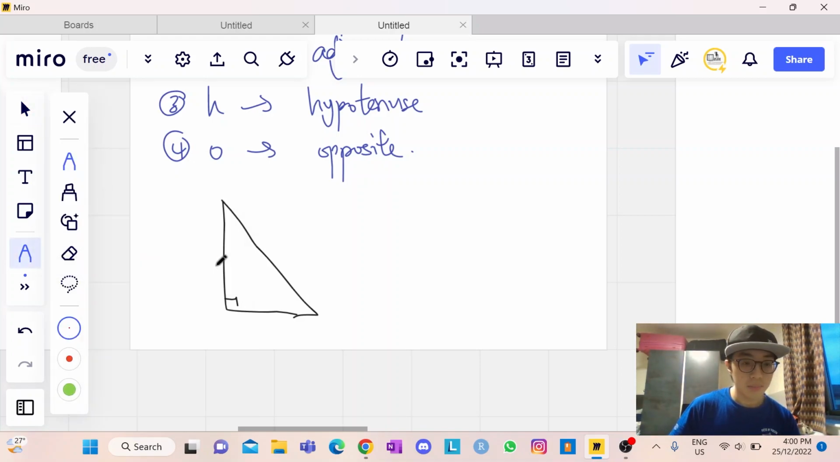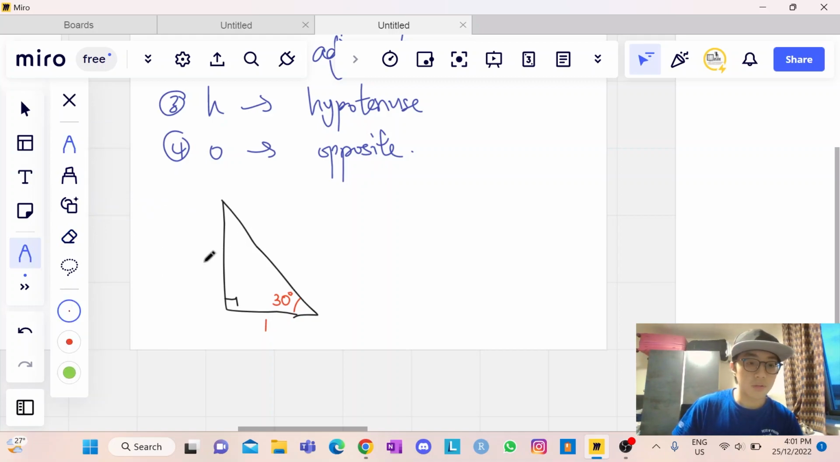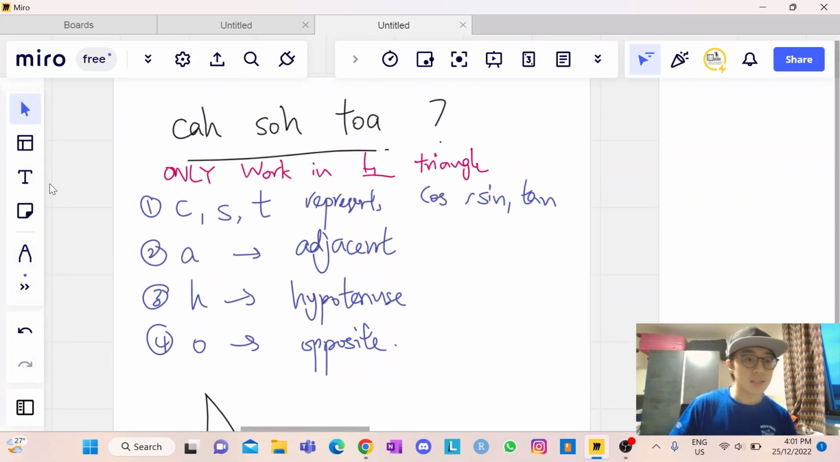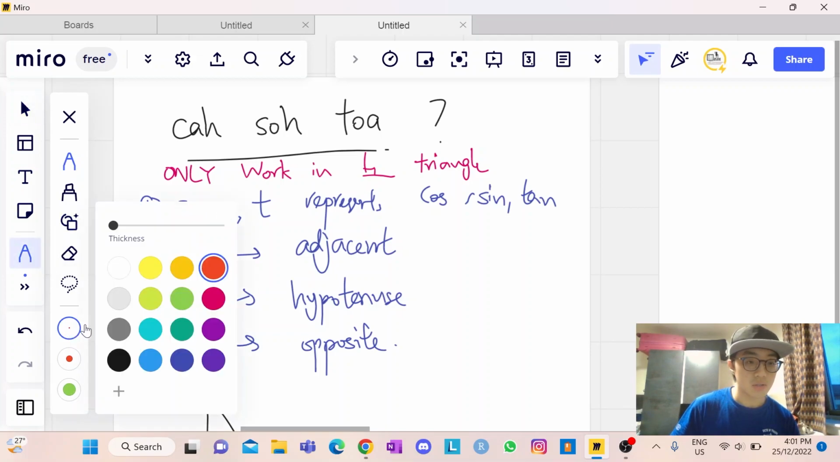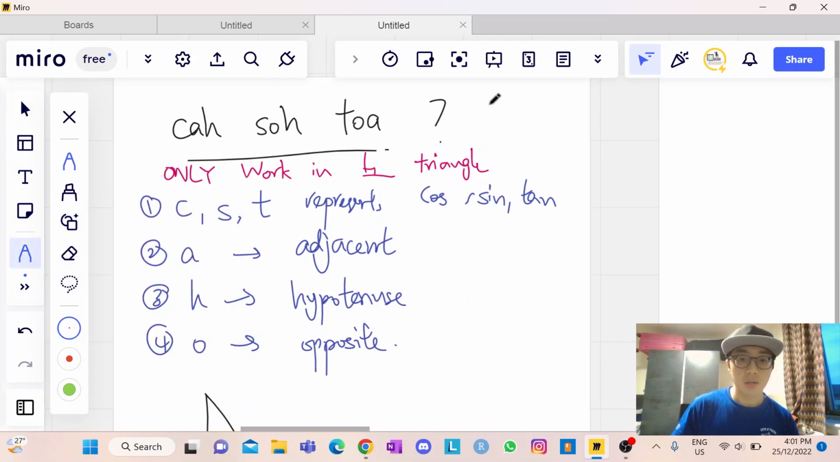Number one, here we have, let's say this is 30 degrees. Let's say this is 1 and this is 2. Sorry, not this. Let's say this is 1 and this is 30. From here, if I want to look for x, using CAH SOH TOA right here, the sine, cos, and tangent, in maths we always work in degrees. So this works in degrees.